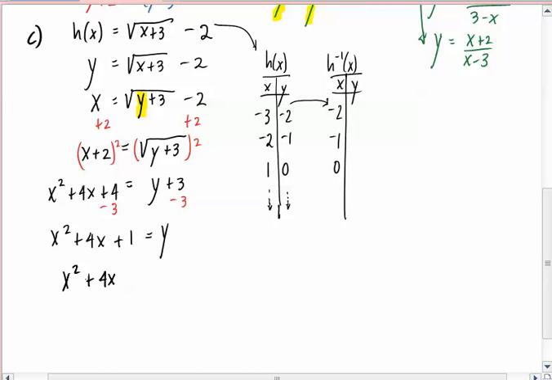I think I forgot to do this notation on the last one, but this is my h inverse, right? That's my h inverse. Last step is to go back and switch from the y to the function notation. So there's my inverse, but here's the restriction. x has to be greater than or equal to negative 2. So we have to put that restriction in, otherwise it's not going to work because the domain of the inverse has to be the range of the function.